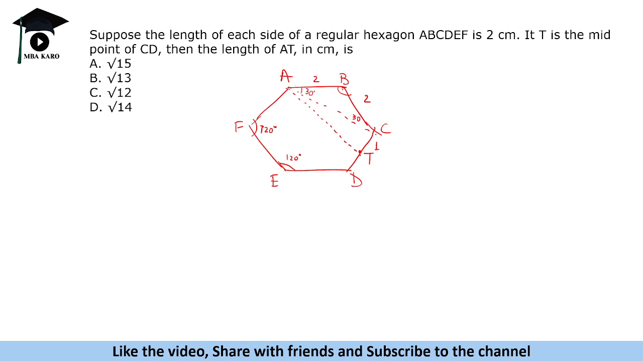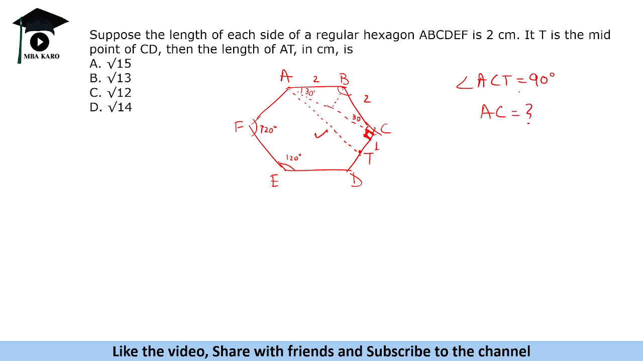Now what we can do is find this length. Basically, this angle is 120, this angle is 30, so this angle, angle ACT, is equal to 90 degree. So we need to find this. If we know AC, we can answer the question.